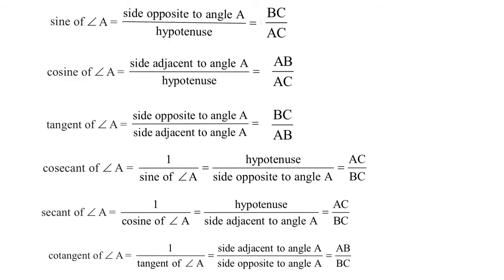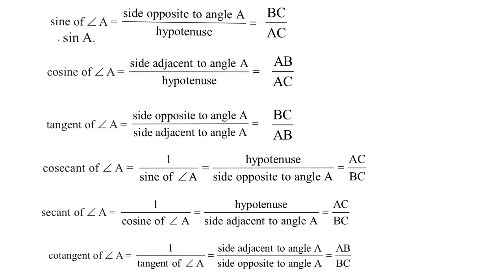So let's look at all the 6 trigonometric ratios in one perspective. Sine of angle A is opposite over hypotenuse. Sine of angle A in short is also written as sine A. Keep in mind, it is not sine times A, it is sine A. Without the angle, the sine has no meaning. So therefore, it is sine A.